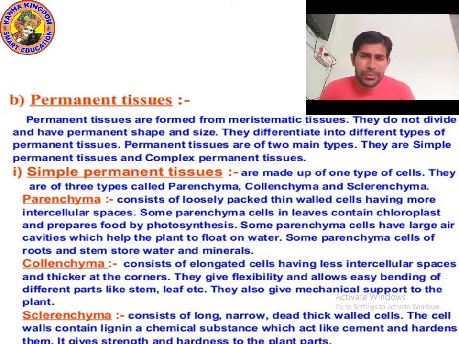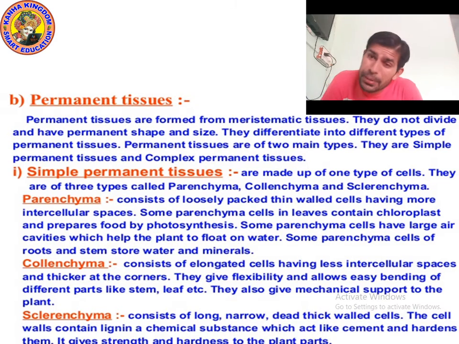Now kids, let's talk about collenchyma. As you know, parenchyma cells are loosely packed, and there is a large intercellular space among the cells of parenchyma. But collenchyma has less intercellular space in comparison to parenchyma, and their cells are elongated.